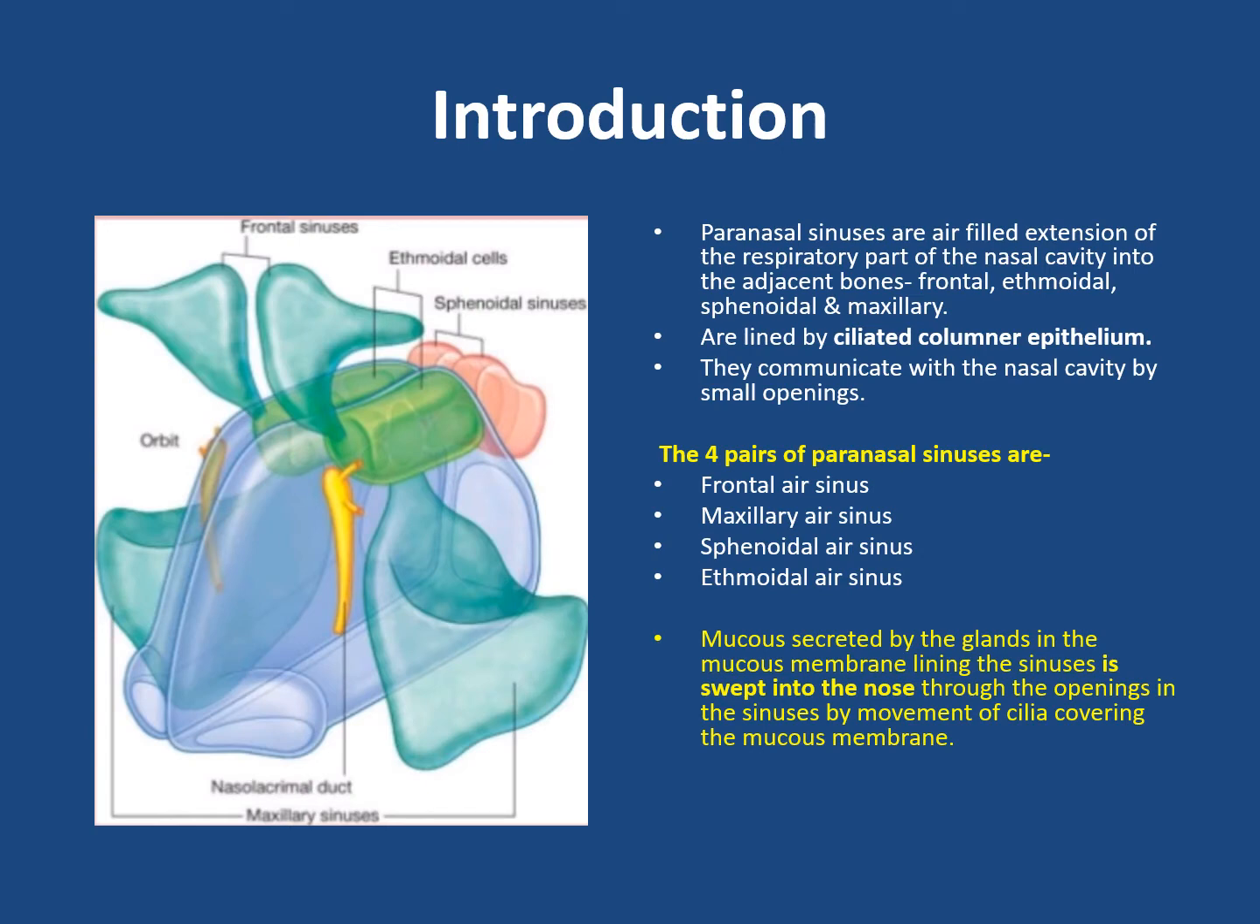So the paranasal sinuses are air-filled extensions of the respiratory part of the nasal cavity into the adjacent bones, which are the frontal, ethmoidal, sphenoidal and maxillary. So paranasal means these are air-filled cavities which are found around the nasal cavity. That's why they are called the paranasal sinuses. All the paranasal sinuses are lined by ciliated columnar epithelium, and as I have said, all of them communicate with the nasal cavity by small openings or ostia.